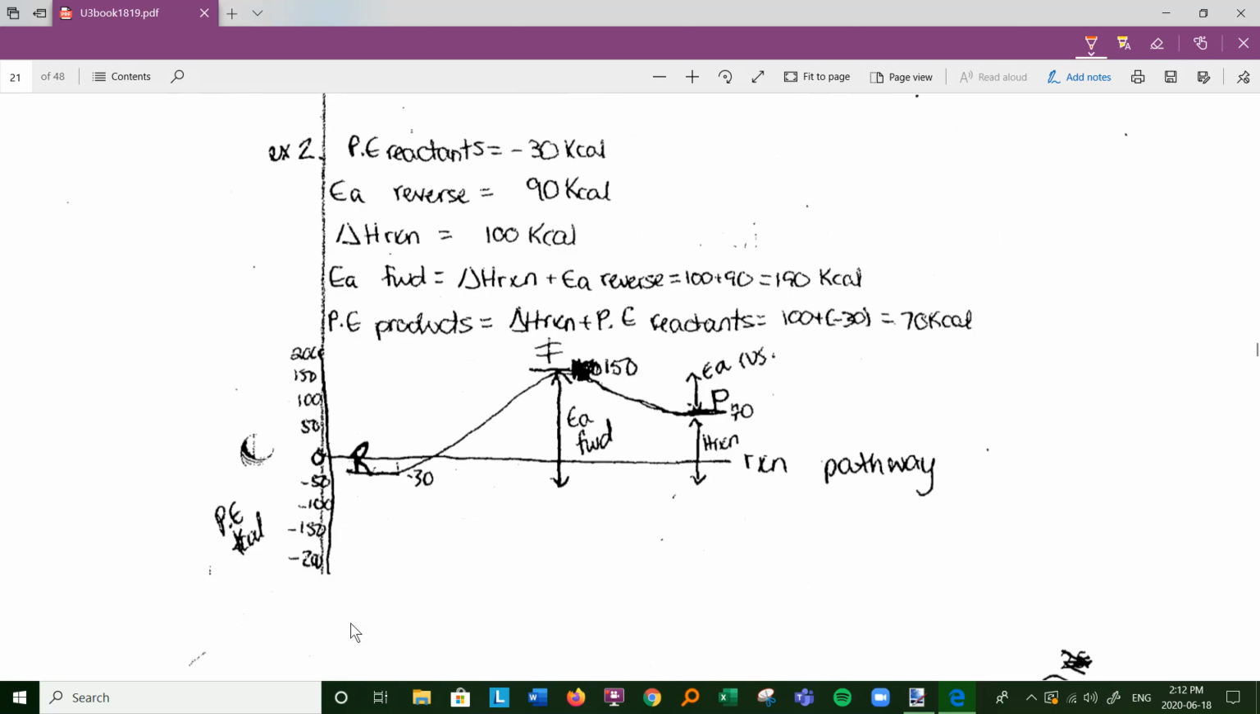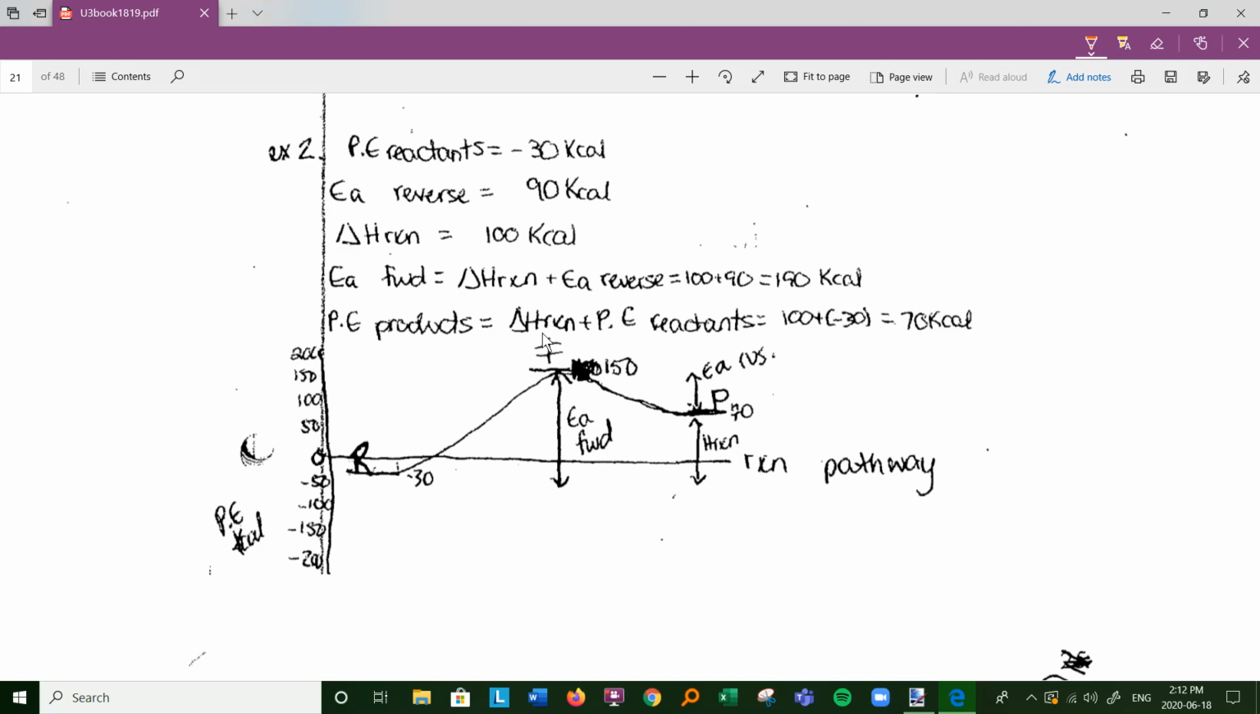Okay, here comes another one. The reactants here now, oh, I changed the units to kcals. That's okay. Reactants are at minus 30. Reverse activation energy is 90. Delta H reaction is 100. Now, some of you can look at the graph first. Some students do the graph first, or some of it, to help out. So you went from minus 30 up 100, so you know your products are going to be 70.